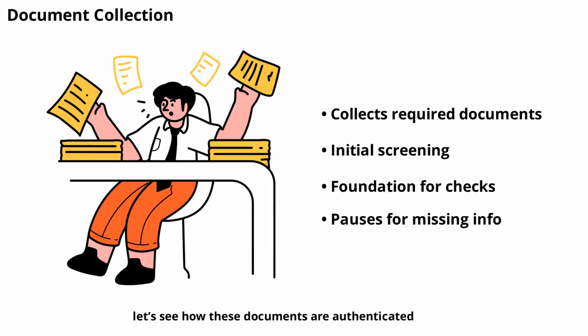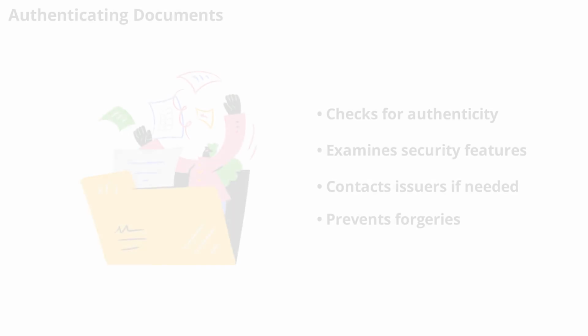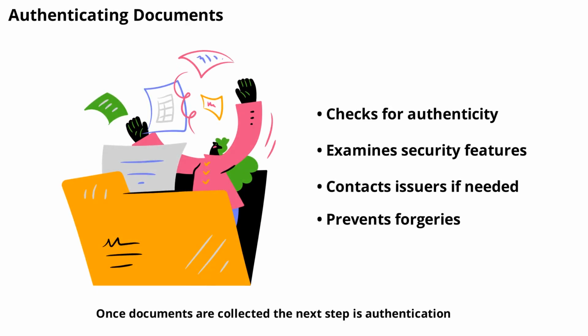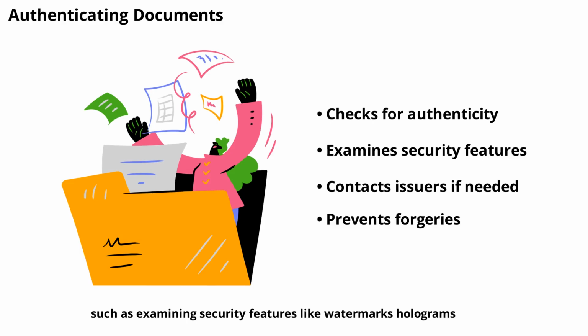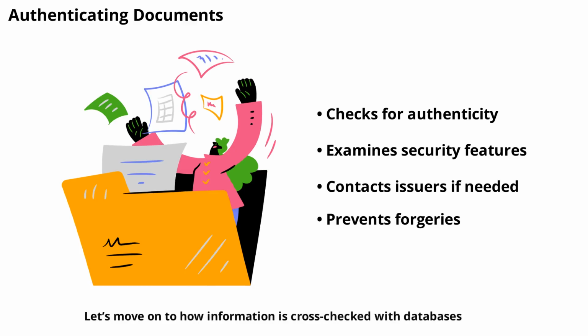Now, let's see how these documents are authenticated. Once documents are collected, the next step is authentication. This means checking whether the documents are genuine and have not been tampered with. Government offices use various methods for this, such as examining security features like watermarks, holograms, or official stamps. In some cases, they may contact the issuing authority directly to confirm the document's validity. This careful scrutiny helps prevent the use of forged or altered documents in official processes.